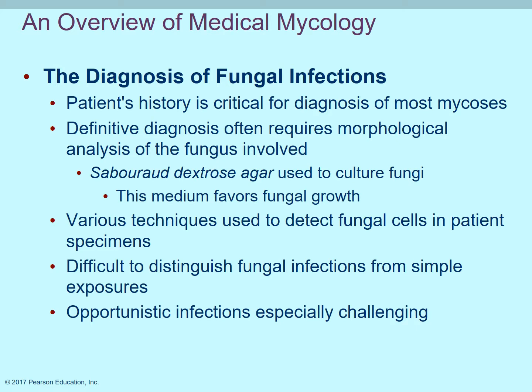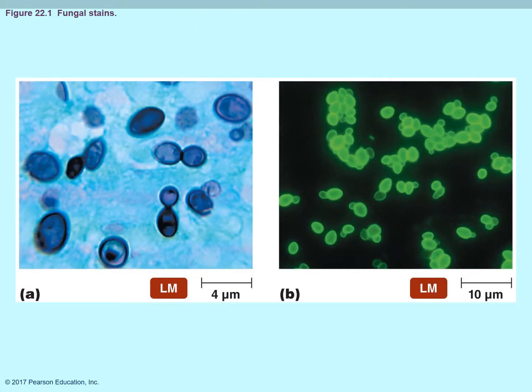Depending on what you suspect with the patient, you can get samples. There are other techniques that you can use, such as fluorescent antibody. It depends on the specific situation as to how you're going to diagnose. As you can see in the stain, you can do fungal stains, and you can do fluorescent staining as well.